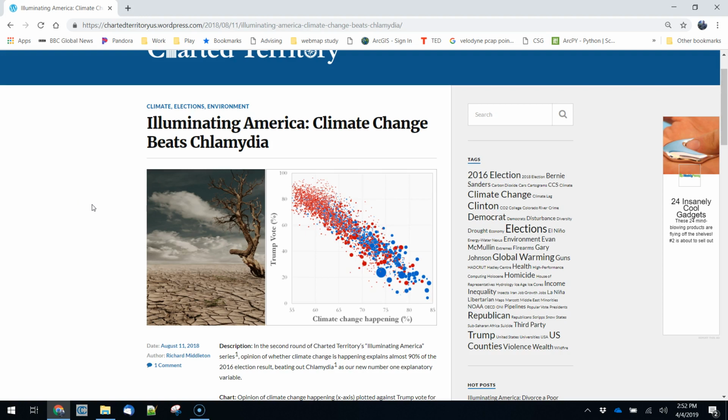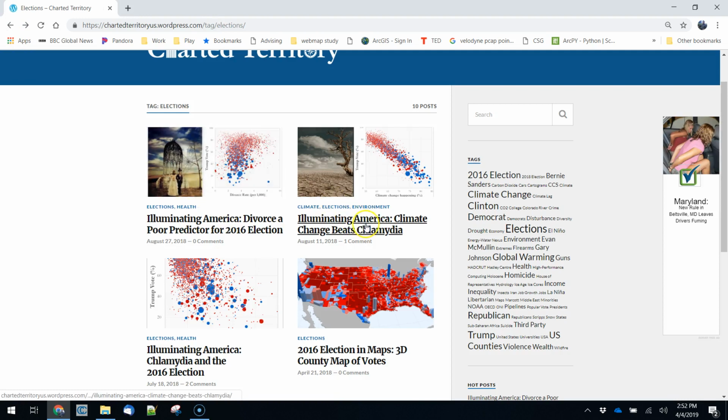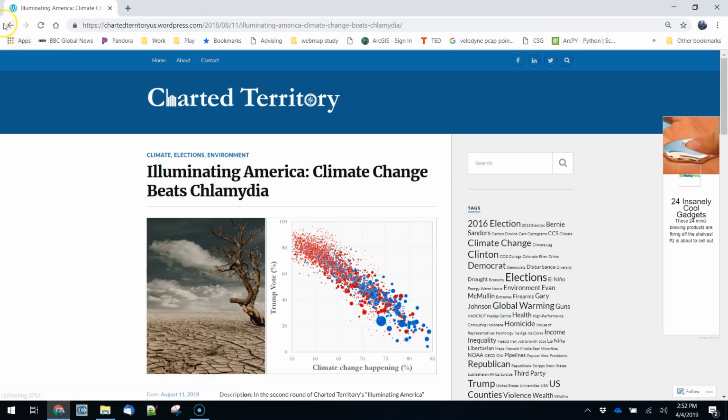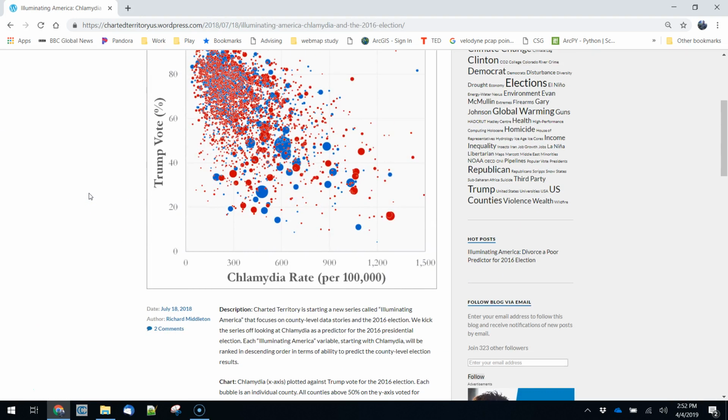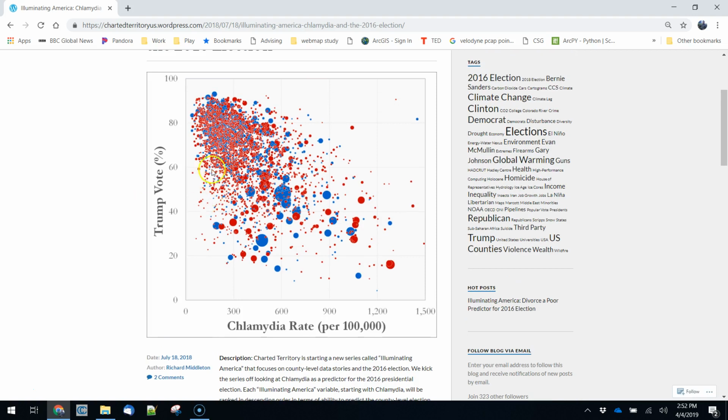He's talking about how the relationship between what looks like a perception of whether people believe climate change is happening compares to the Trump vote. And like you would expect, that breaks down by politics. In this case, though, this is one of his earlier posts, and we've got a scatter plot here on the x-axis, the chlamydia rate taken from the county health rankings, which we'll use, and the Trump vote.